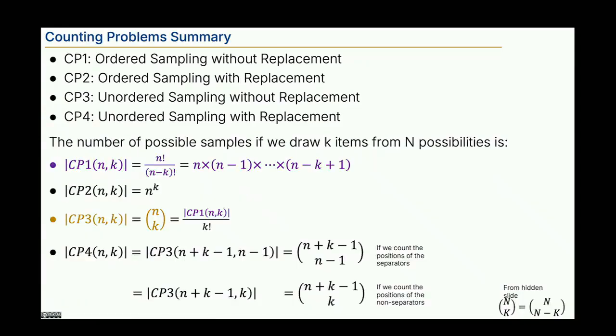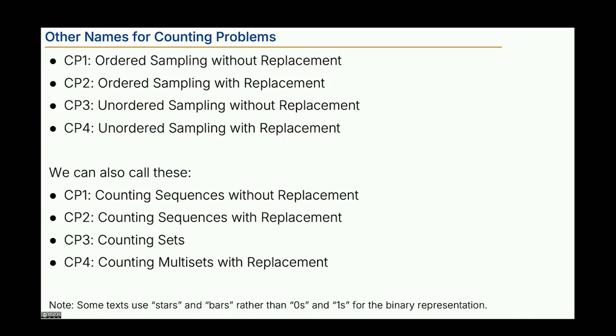Okay. I should note that there are other names for these counting problems if you want. We could think about this top one as counting sequences without replacement, because a sequence is ordered, so we have an ordered sequence of things. Counting problem 2 could be counting sequences with replacement. 3 could be counting sets, so how many different sets are there? And then the 4th is counting multisets with replacement. Okay. All right, any thoughts or questions about that?